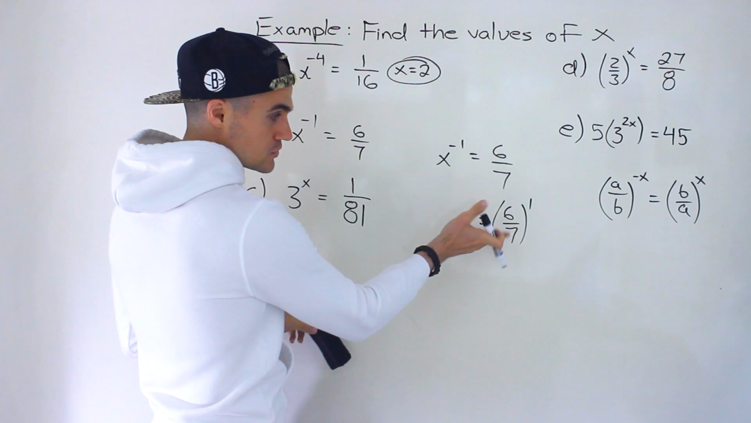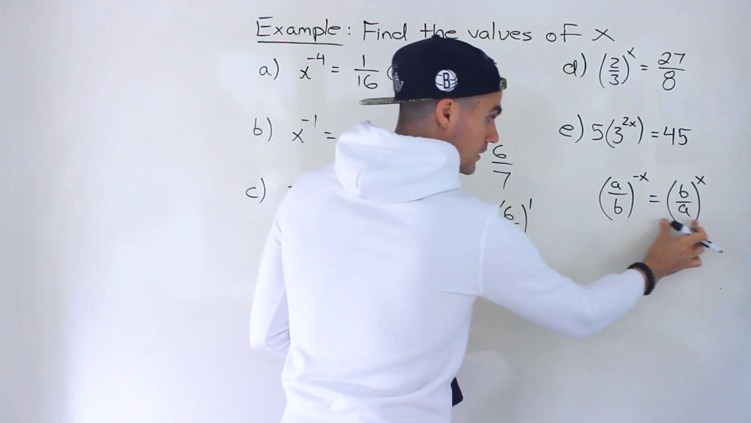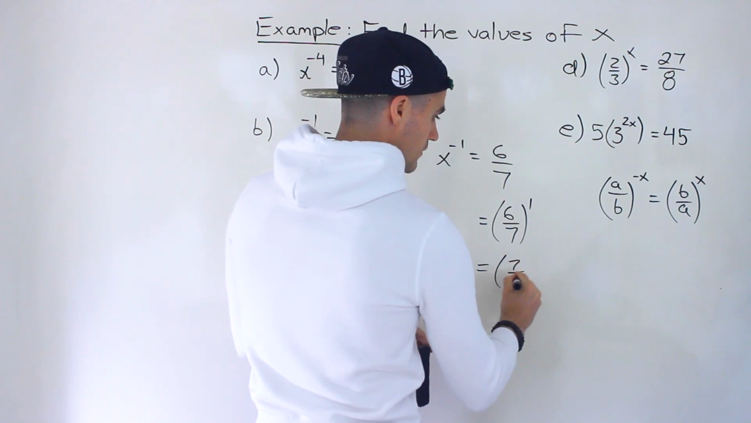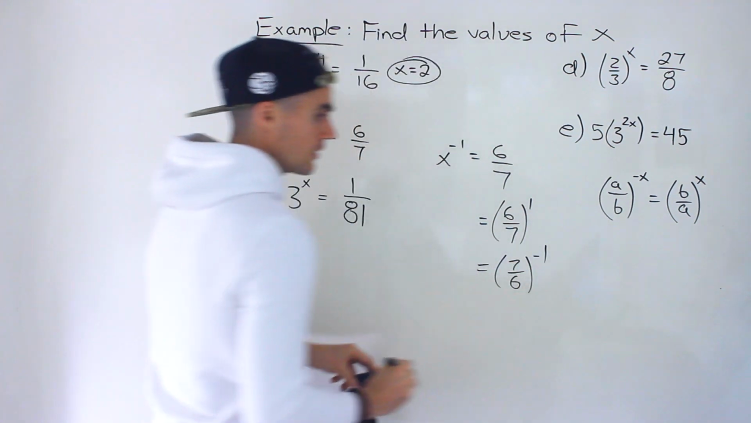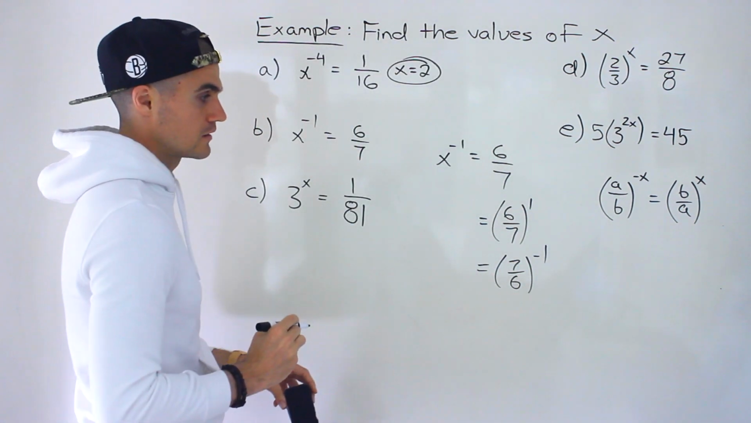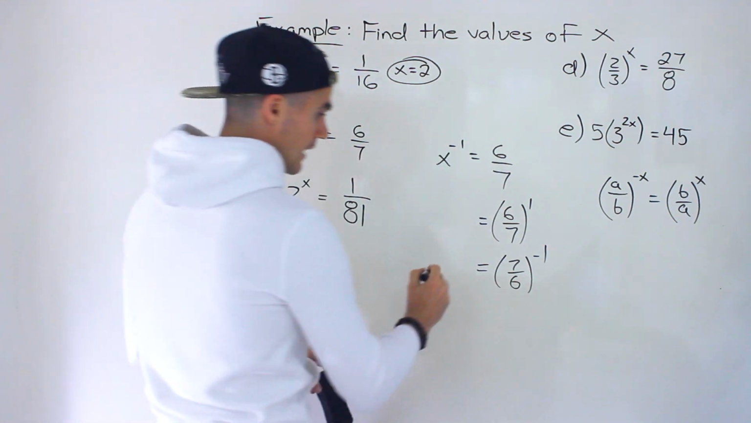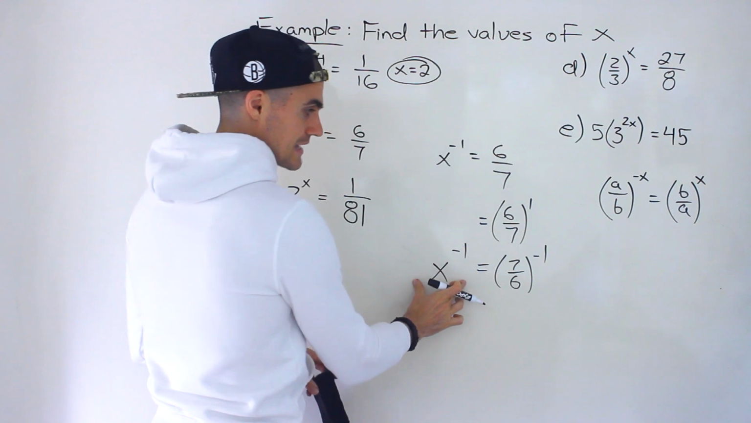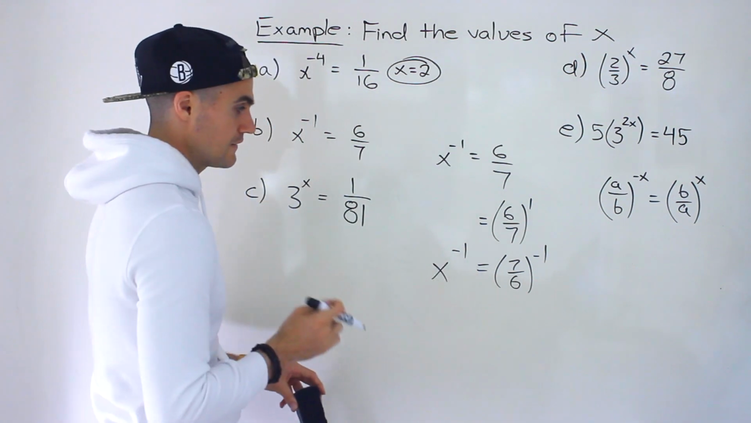And then what we could do is we could flip it, so we would go from here to here. We could flip the fraction and then change the exponent to be a -1, like that. And now notice the right side is in that same format as the left side.